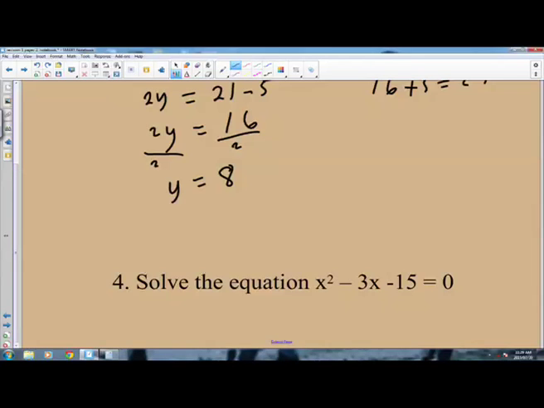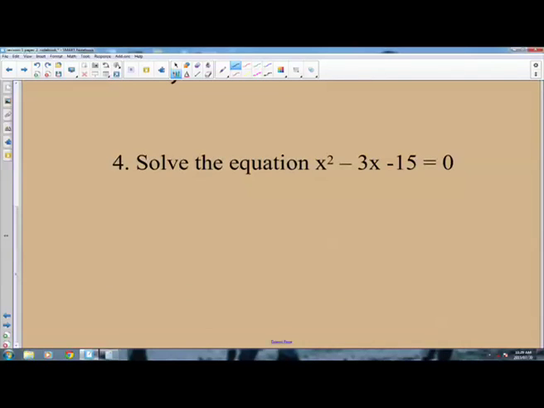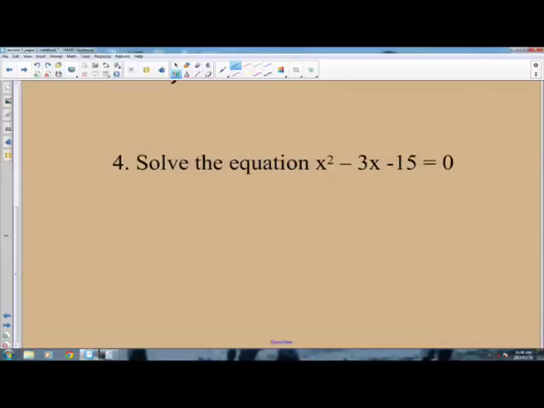It says solve the equation x squared minus 3x minus 15 equals 0. This is a quadratic equation. And then how do you solve quadratic equations? First, check, can this be factored? You try to check out if at all the expression x squared minus 3x minus 15 can be factored.